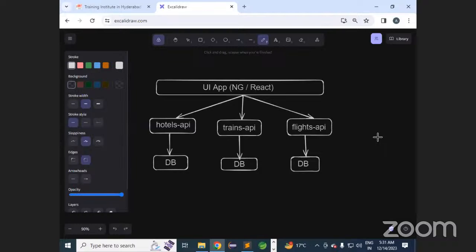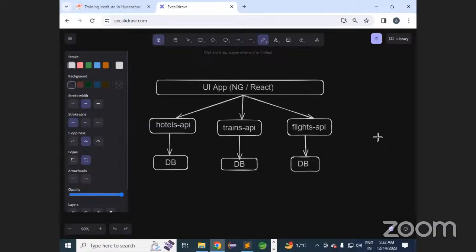What is the main advantage of microservices? Independently executable APIs. Loose coupling. Less burden on the server because everything is not on one server. The APIs are divided and running on different servers.